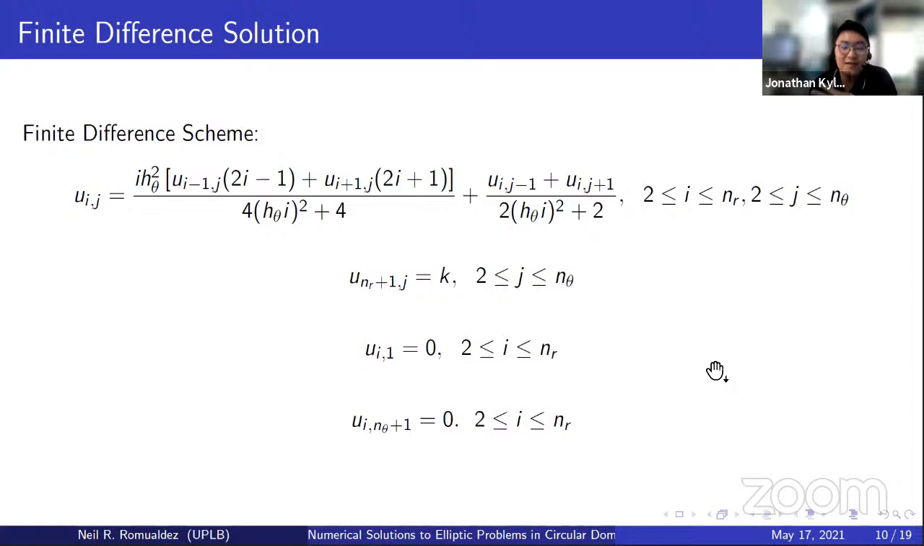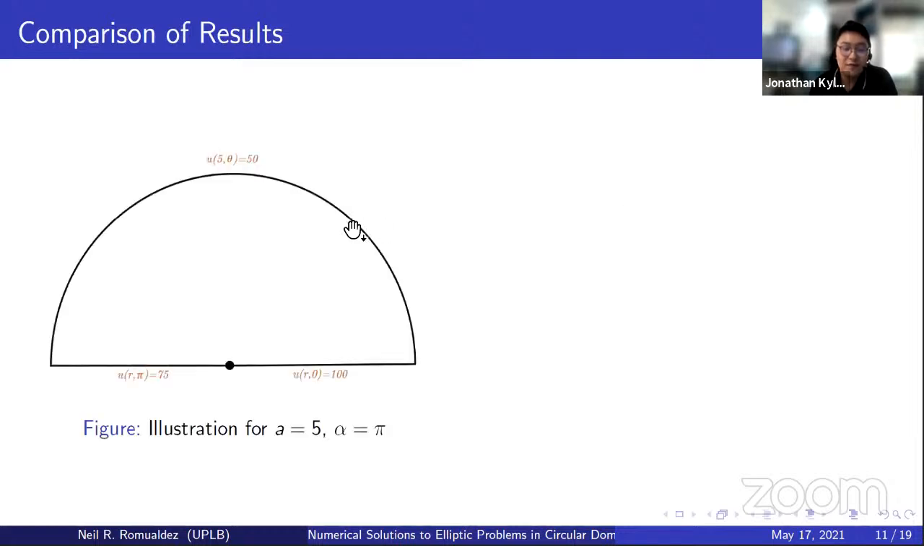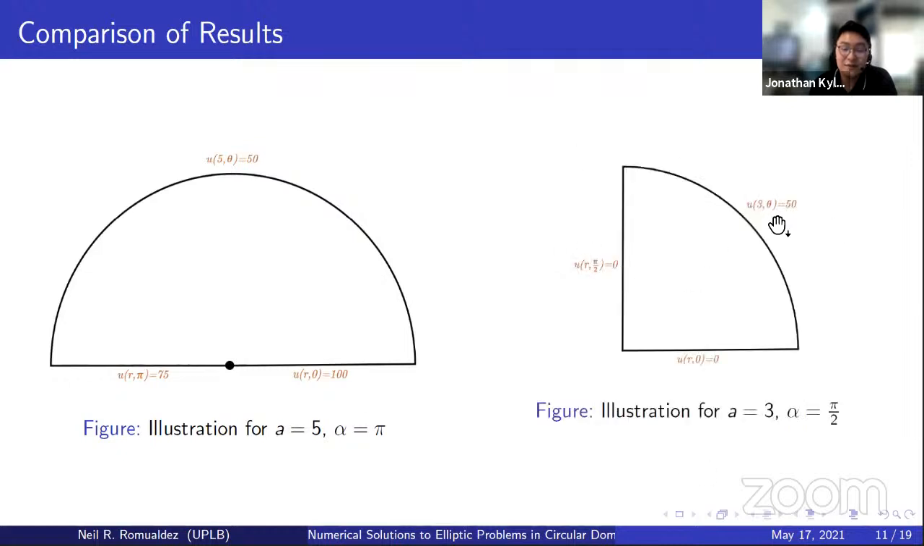So given his analytical and finite difference solution, he codes this in Scilab and then compares both results. He has two sets of data. This is his first set with the following prescribed Dirichlet boundary conditions, and his maximum radius is 5, while his maximum angle is pi. And this is his second set that we will go back to later.